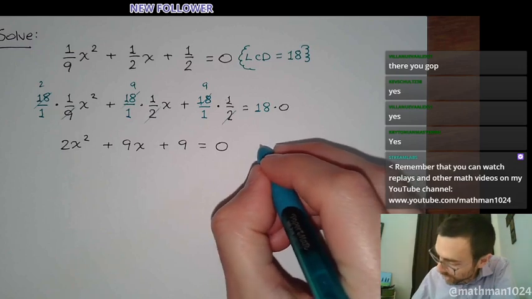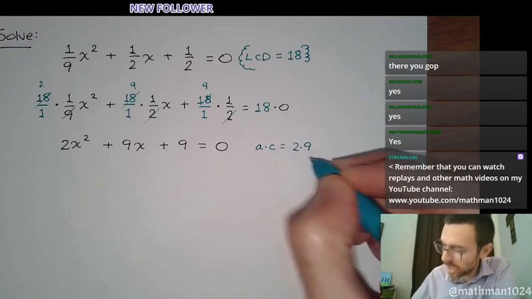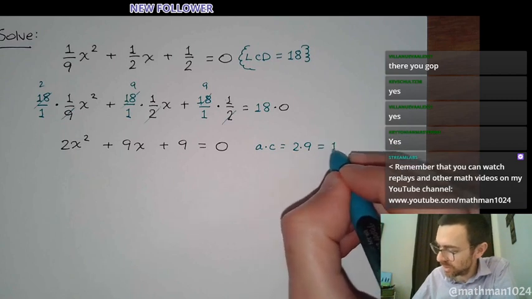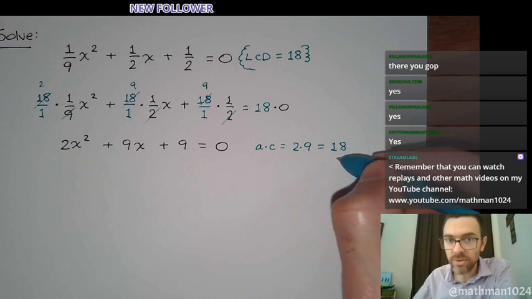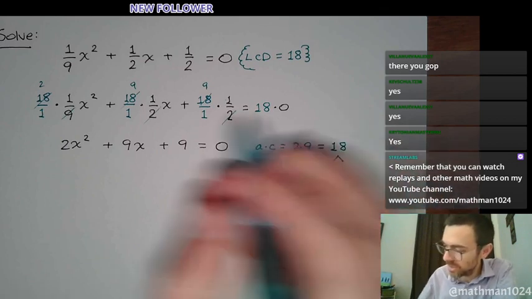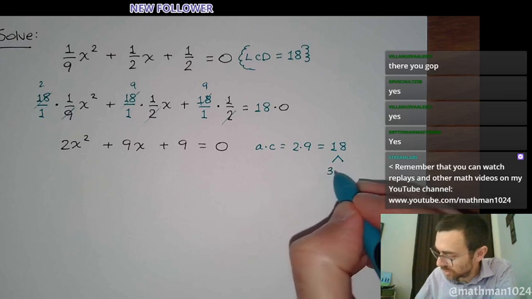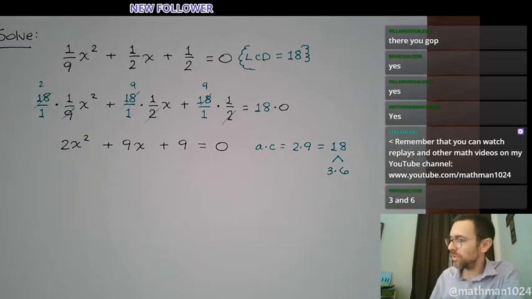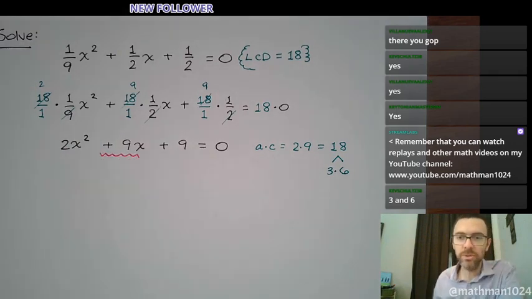All right, so if I do the AC method off to the side, that's 2 times 9, which gives me 18. And then I want to try to find those factors of 18 that can add to 9. And those factors are 3 and 6. And so those are the numbers that I use to split up that middle term.